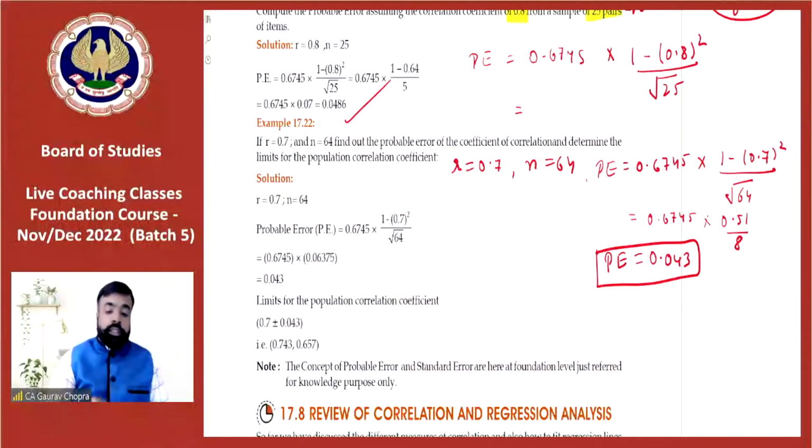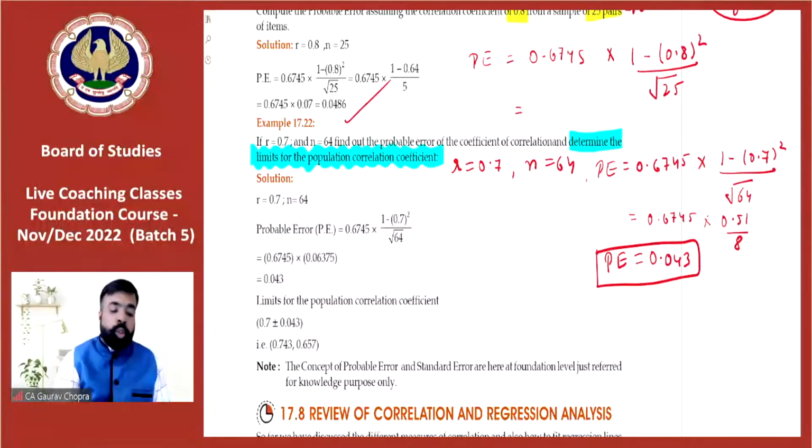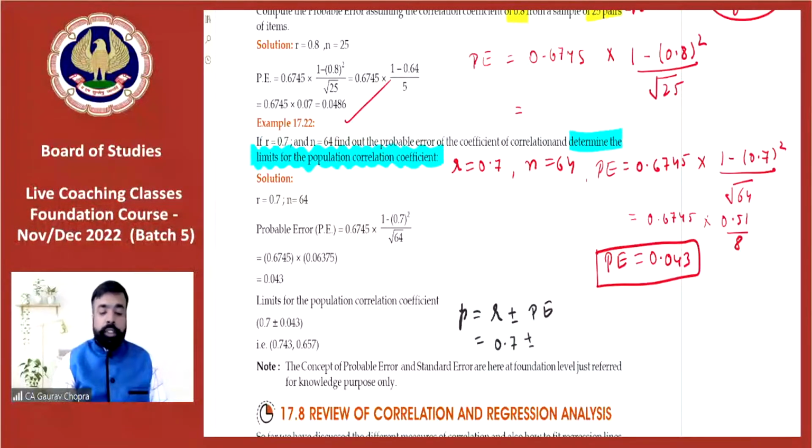Now question also wants us to determine the limits for population correlation coefficient. So how to calculate this limit? We have done the formula: small p is equal to R plus minus probable error. So R is 0.7 plus minus 0.043. So subtract once and add once. If you subtract, we are getting 0.657. On addition, we are getting 0.743. So these are the limits of correlation coefficient.